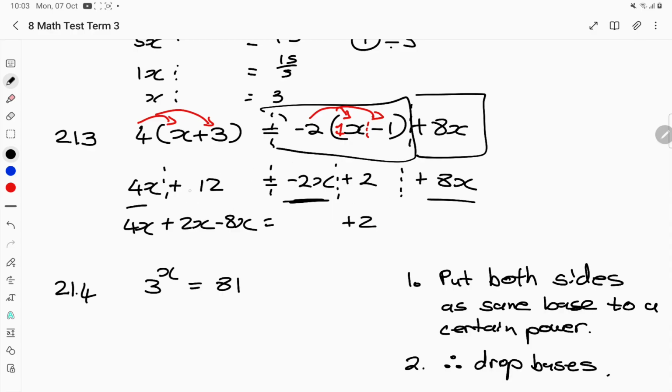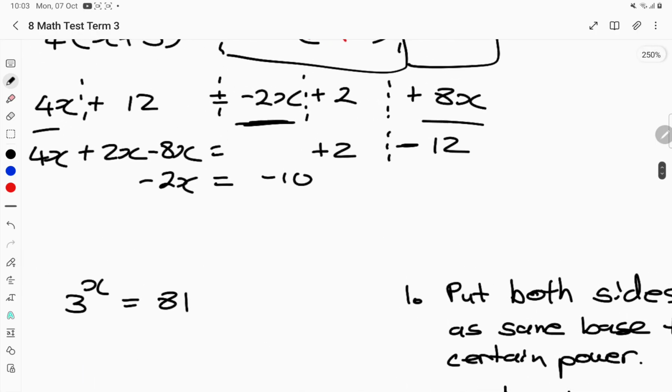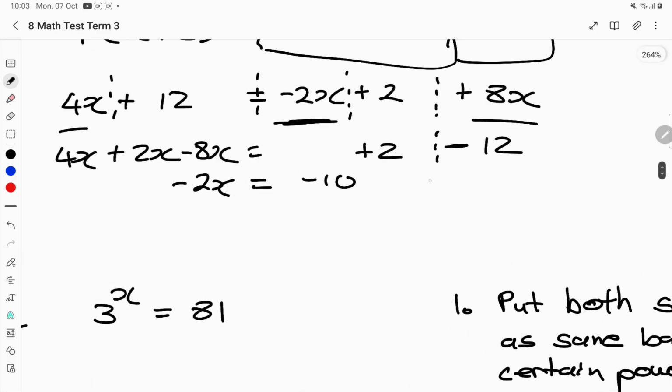We can take the plus 12 term, put it to the right. No, negative 12 term. It starts as a plus 12. If you put it over the equal sign, it becomes a negative 12. Now we can just simplify. Plus 2 minus 12 is negative 10. And 4x plus 2x is 6x minus 2x, so minus 8x is negative 2x. And then negative 2x equals 10.